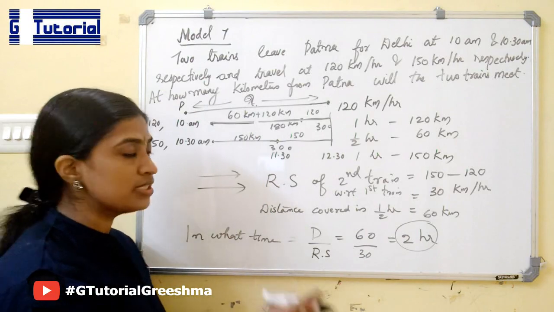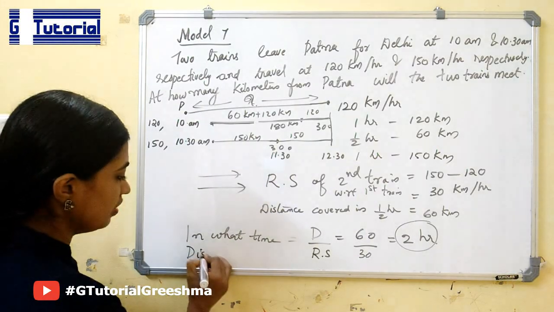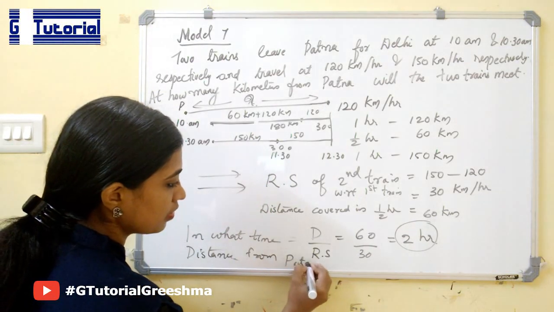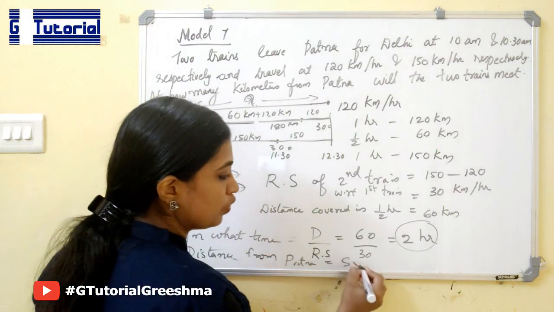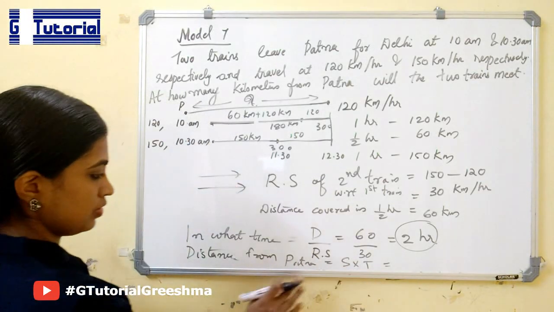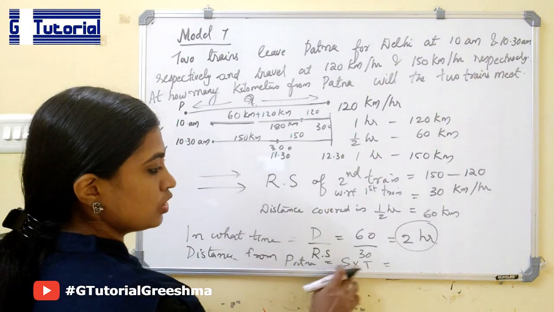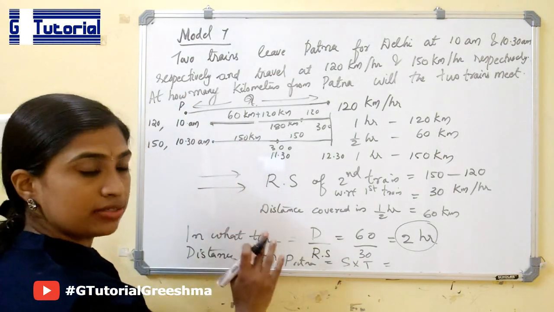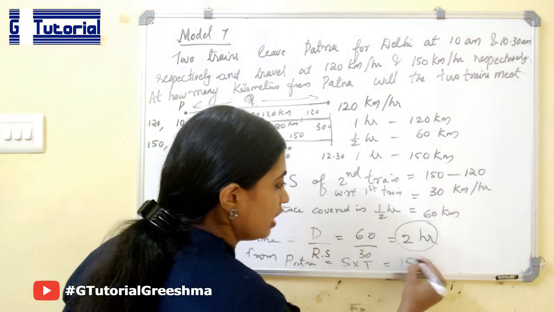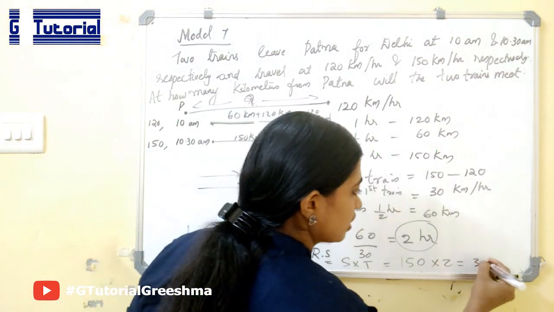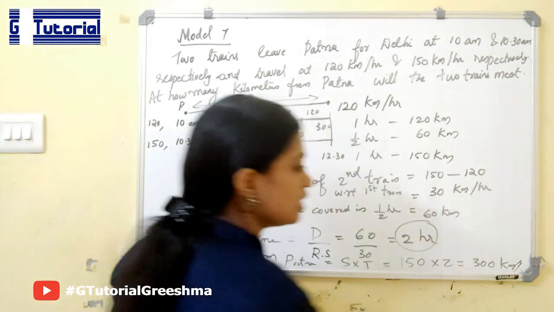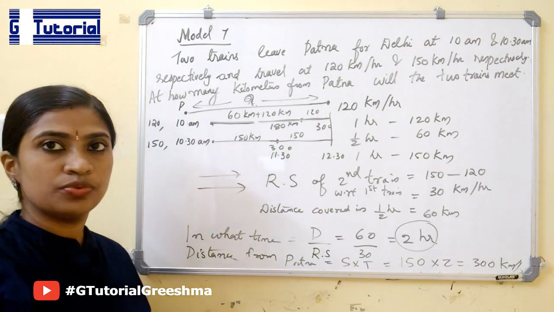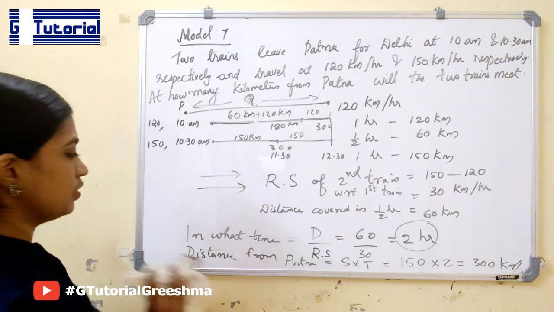So the distance from Patna is, distance is equal to speed into time. So speed is the speed of the second train. We are talking with respect to the second train. So speed of the second train is 150 into time is 2. So 300 kilometer. This is the second method of doing this problem. Now we can do the shortcut or the easiest method to solve this problem.